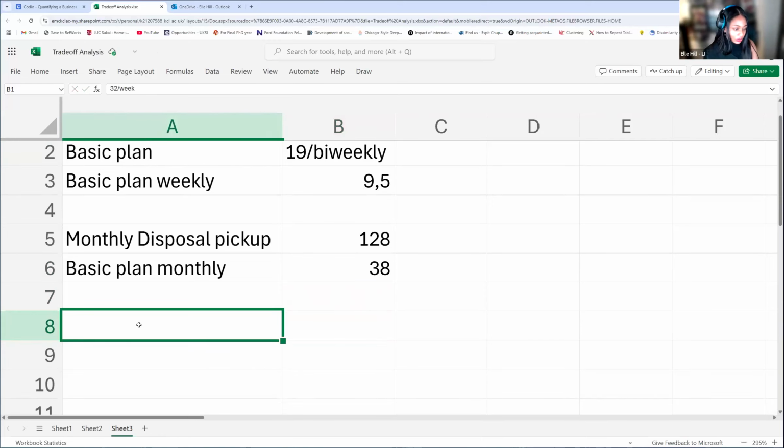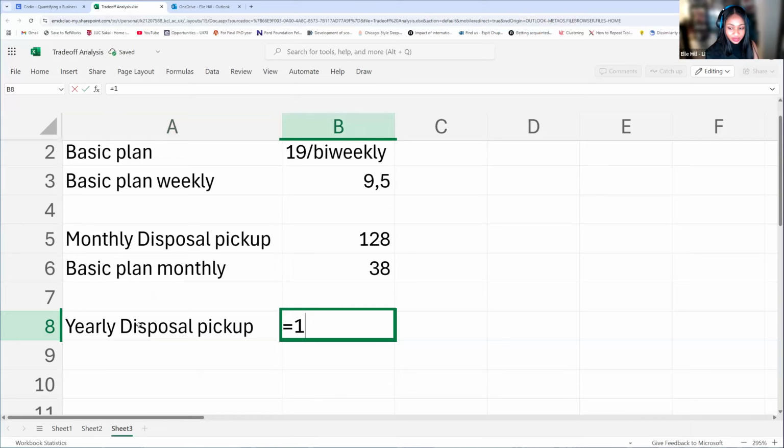Now, perfect. Now what we'll do is we're going to scale this up again. So now from monthly, I want to scale this up to yearly. Yes, I'm amazing. Yeah, I see you're doing it a lot of different ways, so I'll show the other ways too. Great. So yearly disposal pickup, our current pickup. So for this one, we're going to take 128 times 12. This is our yearly savings.